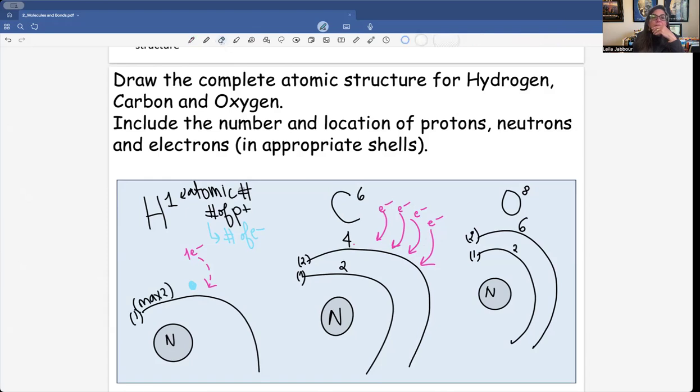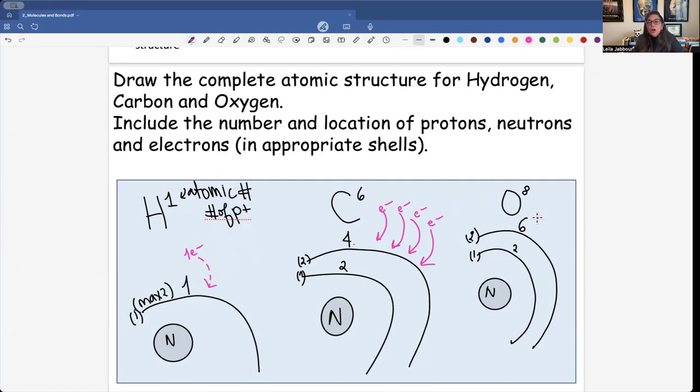Let me go back to this. I just want to color code in pink instead. Okay, so let's write down here that there's this 1 electron and we need a second one. And we're doing the second one in pink.